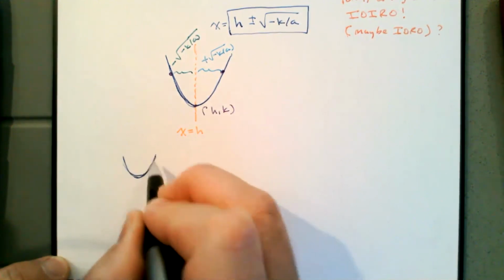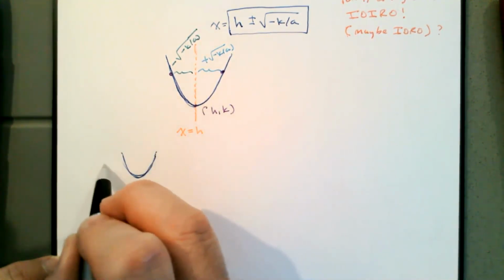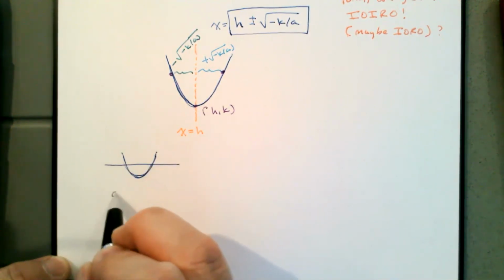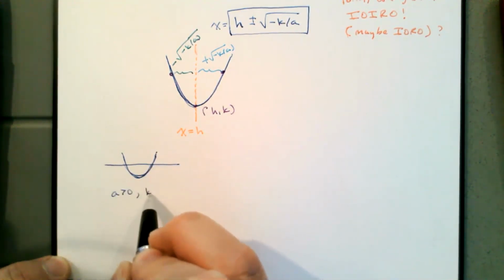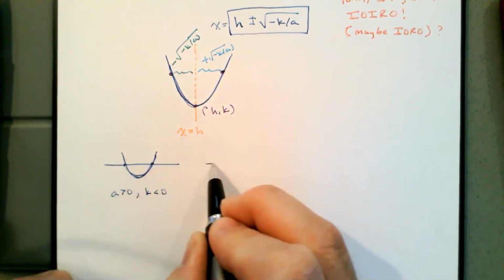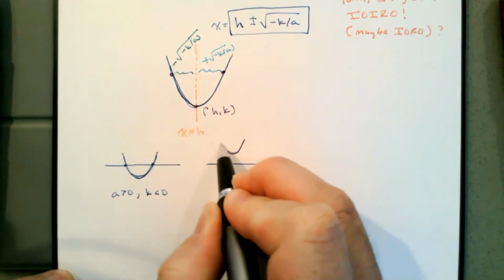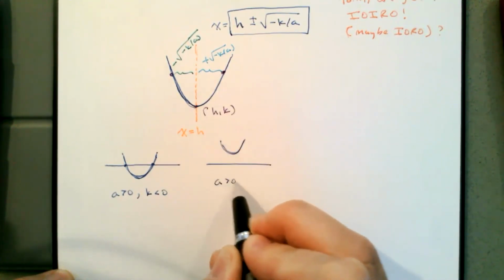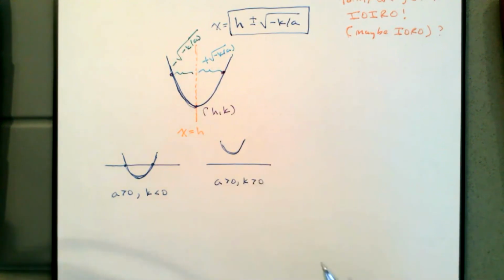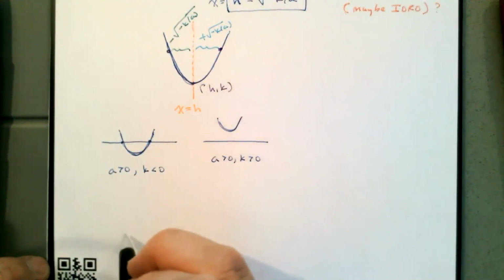So here we have a is positive. If a is positive and k is negative, two solutions. If a is positive and k is positive, no solutions.